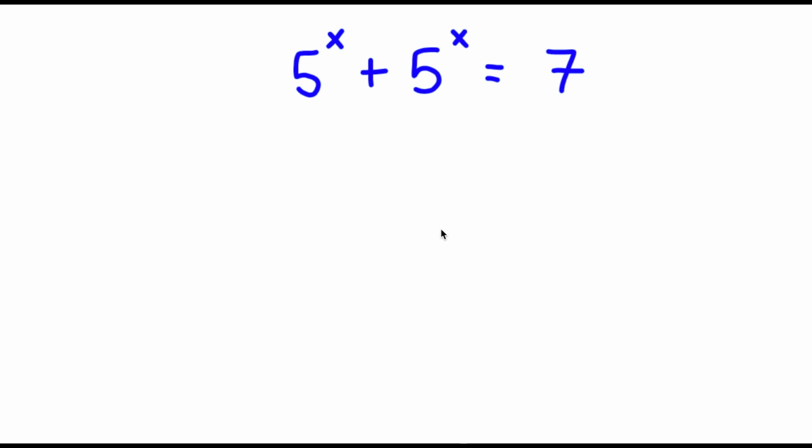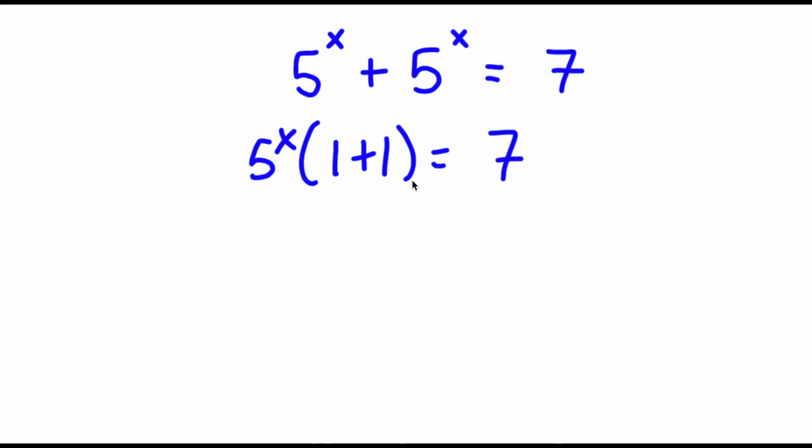Alright, so in this problem, I have 5 to the power of x plus 5 to the power of x is equal to 7. So to start, I'm going to factor out 5 to the power of x from my left-hand side. So now I have 5 to the power of x times (1 plus 1) is equal to 7. Now 1 plus 1 is equal to 2, so I have 5 to the power of x times 2 is equal to 7.